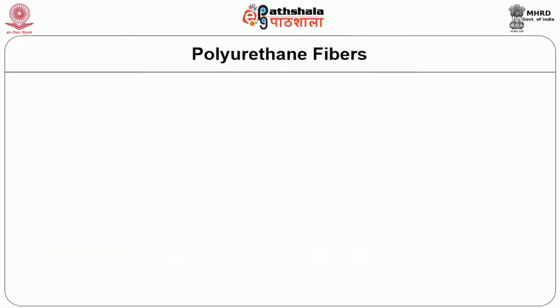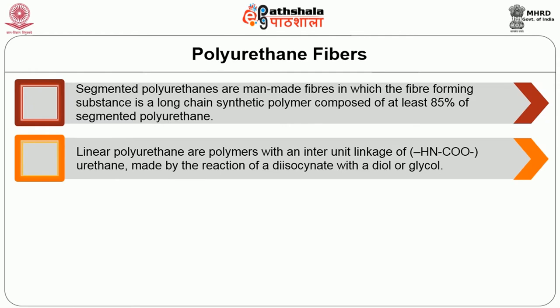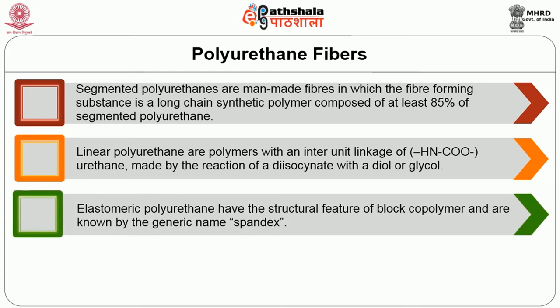We'll go to the next fiber, which is the polyurethane fiber. Segmented polyurethanes, called elastomers, are man-made fibers in which the fiber-forming substance is a long-chain synthetic polymer composed of at least 85% of segmented polyurethane. Linear polyurethanes are polymers with an interunit linkage of HNCOO, which is the urethane linkage, made by the reaction of diisocyanate with a diol or a glycol. Elastomeric polyurethane have a structural feature of block copolymers known by the generic name spandex.